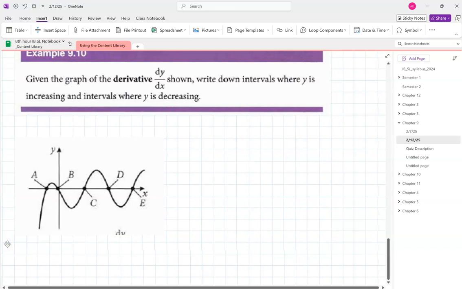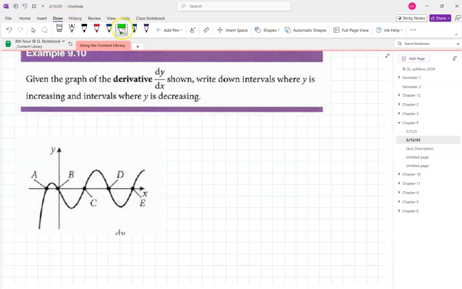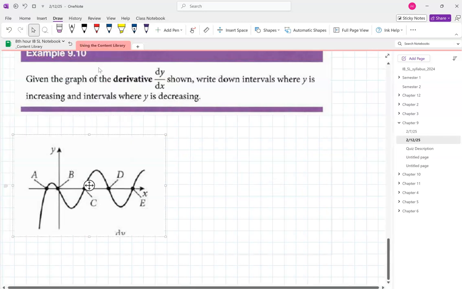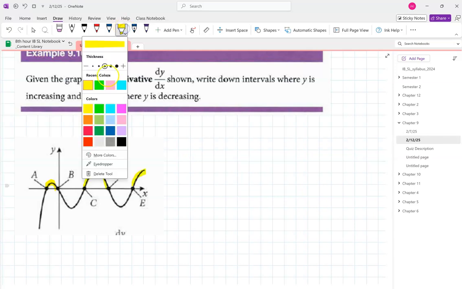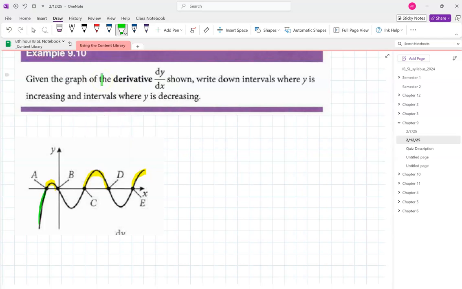Okay. So given the graph of the derivative shown, write down the intervals where y is increasing and where y is decreasing. So the increasing parts are going to be where the derivative is above the x-axis, right? So that's where it's going to be increasing, and it's decreasing where it's below.